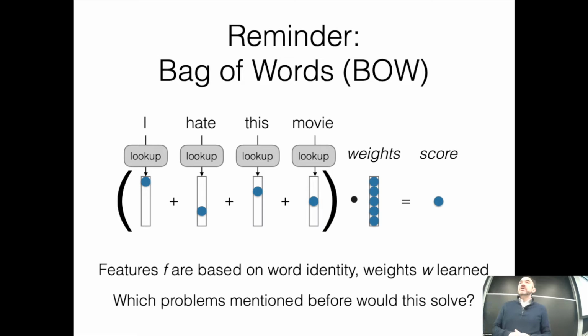So last class, I talked about the bag of words model. And just for review, this was a model where basically we take each word, we represent it as a one-hot vector like this. And we add all of these vectors together. We multiply the resulting frequency vector by some weights, and we get a score out of this. And we can use the score for binary classification, or if we want to do multi-class classification, we get multiple scores for each class. And the features F were just based on our word identities, and the weights were learned.